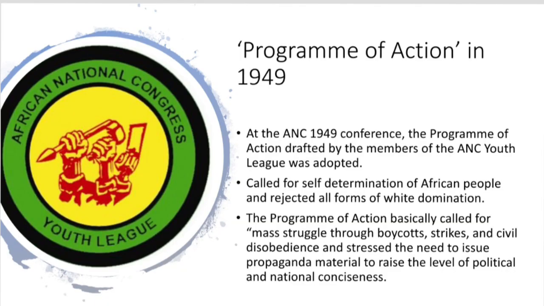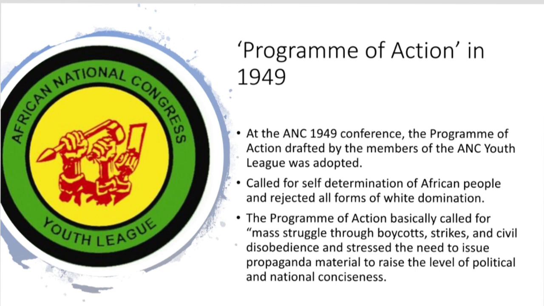In 1949, the ANC had a major conference. And in this conference, the ANC Youth League managed to get the ANC to adopt their program of action. Their program of action was a more radical way of fighting against the state. It put boycotts, mass protests and civil disobedience as the most important methods of getting the state to recognize the rights of Africans.